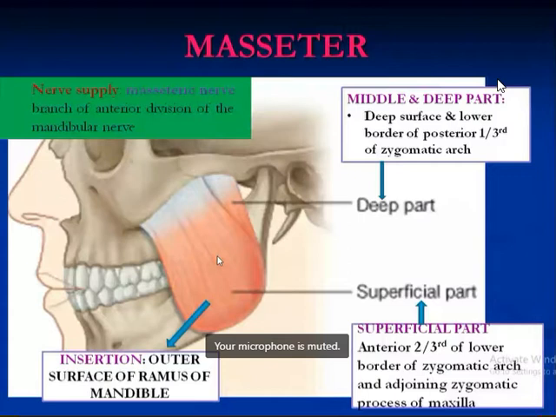Now next is the action. See, this is the origin. This one is the insertion. Now when the muscle acts from insertion to the origin like this, what will happen to the temporomandibular joint, or what will happen to the mandible? What will be the action? Pulling from insertion to origin, what is the action of the masseter on the mandible?